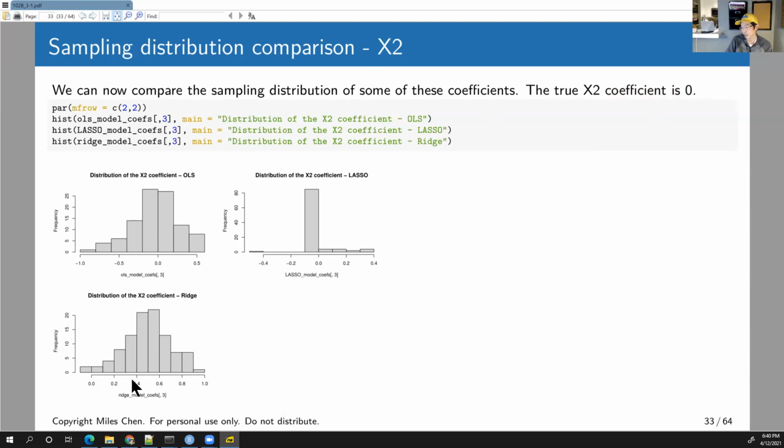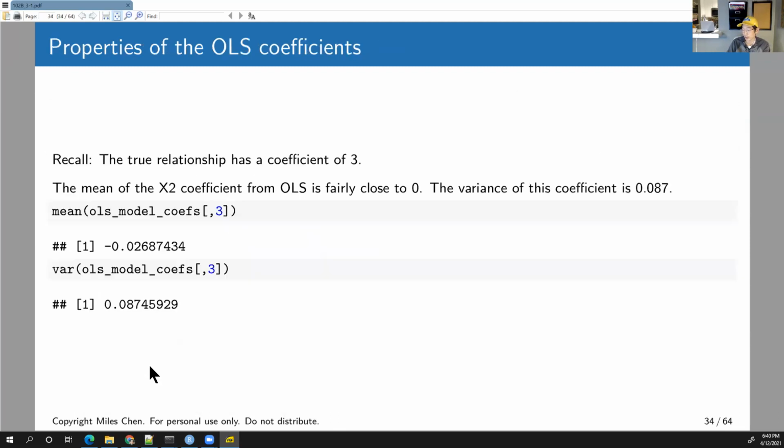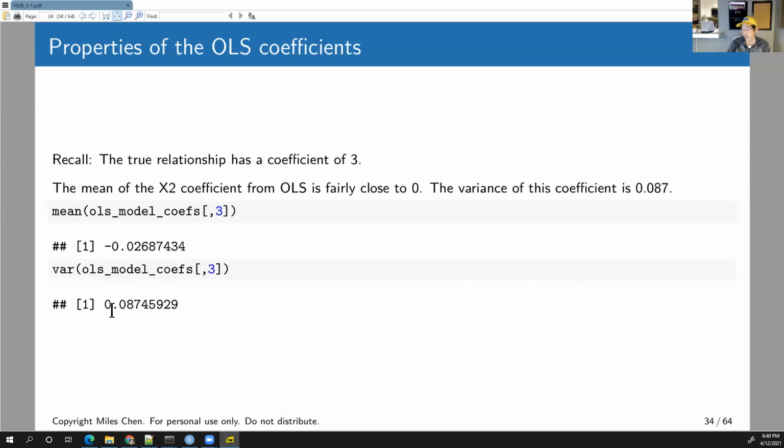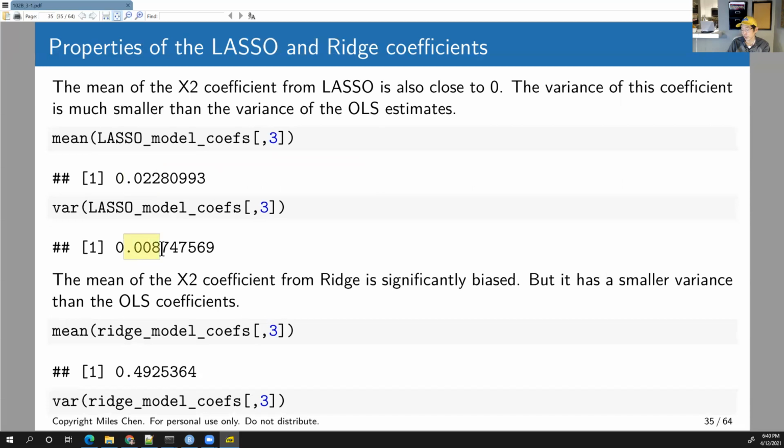Ridge regression, we're biased, because it doesn't like having anything way off from anything else. So we have very few values that are at 0. It's actually biased to be much higher, okay? But the amount of variance that we have: with the OLS, the variance is around 0.08. The center is around 0. Variance is around 0.087, okay? With lasso, the center is still close to 0, 0.022, but the variance is much smaller, 0.0087 versus 0.087. So the variance is about 1/10.